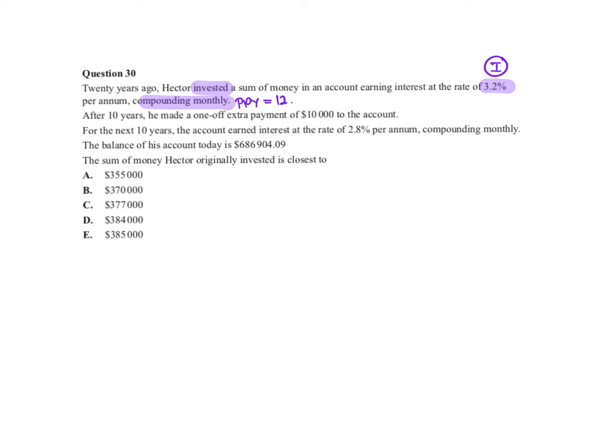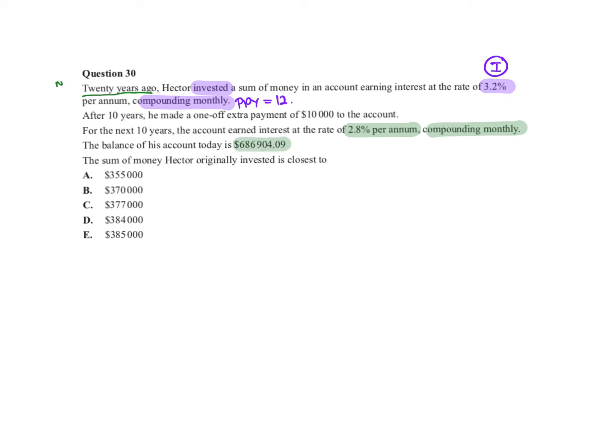And it says 20 years ago. So this 20 years ago might have something to do with your N, but we don't know yet. We've got to keep going with the question and see what they ask. After 10 years, he made a one-off extra payment of $10,000 to the account. For the next 10 years, the account earned 2.8% per annum, still compounding monthly, and the balance of his account today was this.